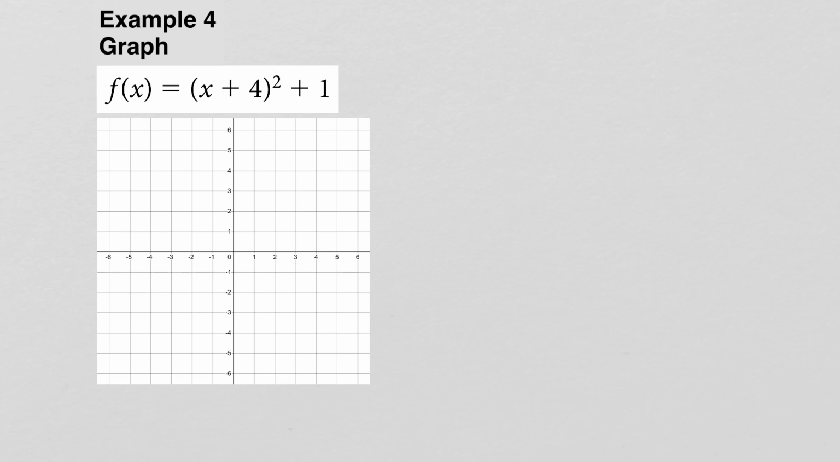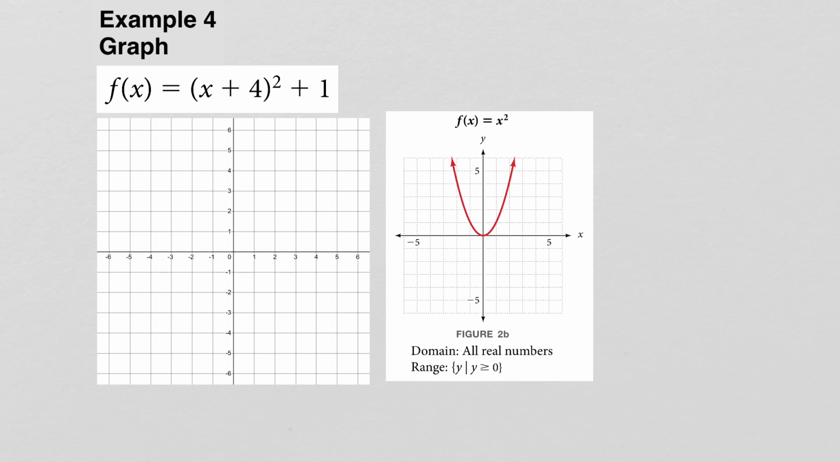Okay, so in this next example, we actually have two things happening here. We have the function (x + 4)² + 1. So in this case, we are talking about the basic function f(x) = x², which of course has this basic graph here. And then we're doing two things.